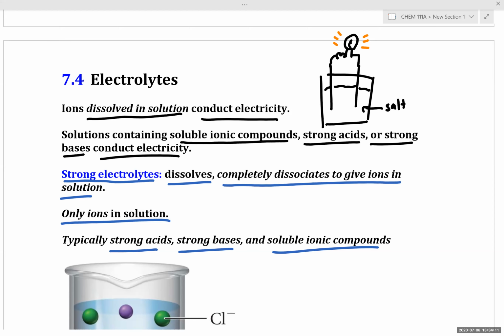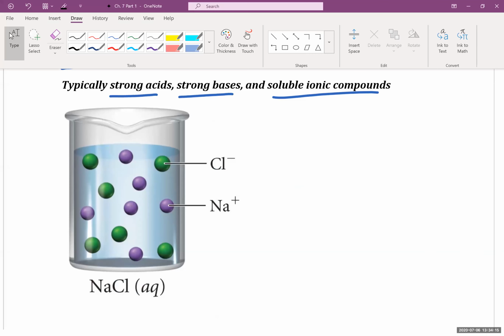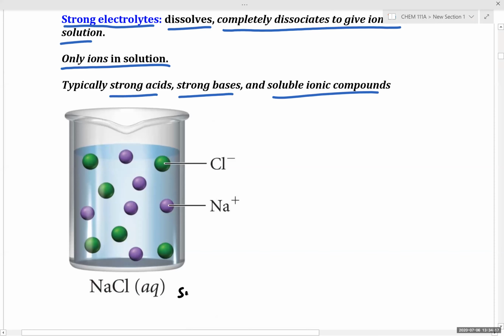To give you an example, sodium chloride is a soluble ionic compound. So what do we see in solution? Do we see ions or molecules?